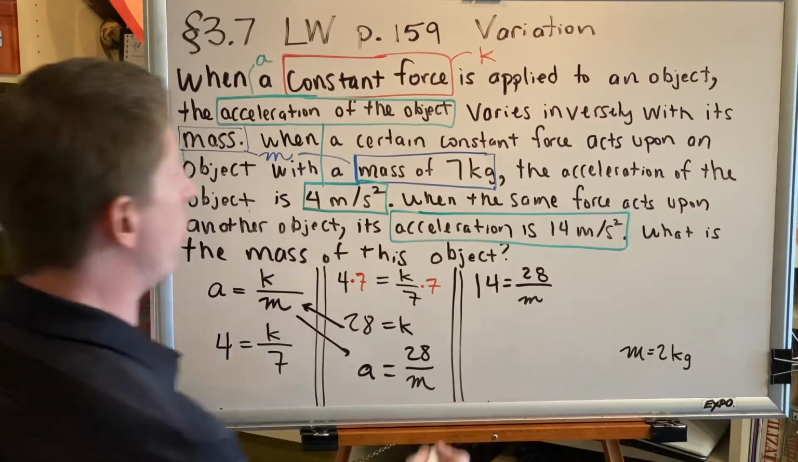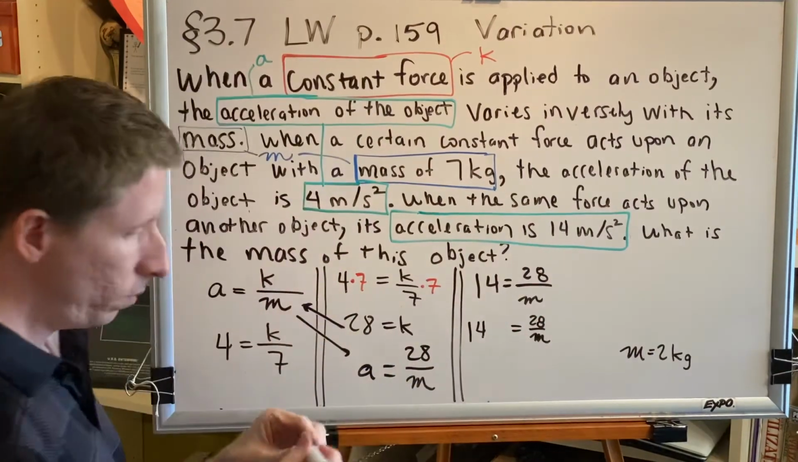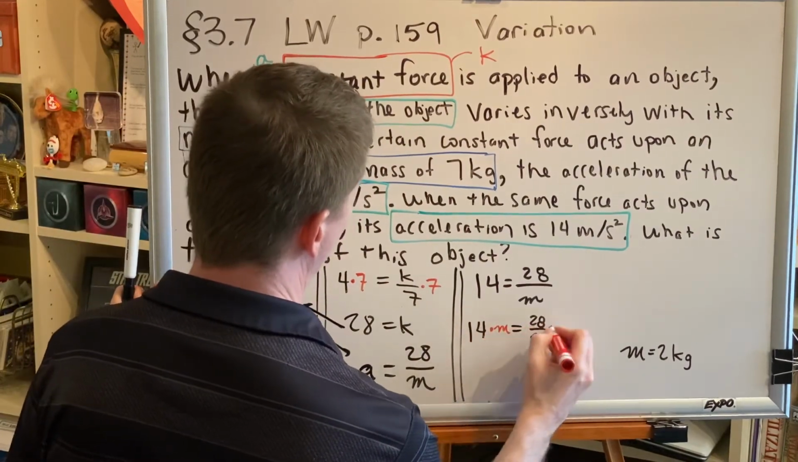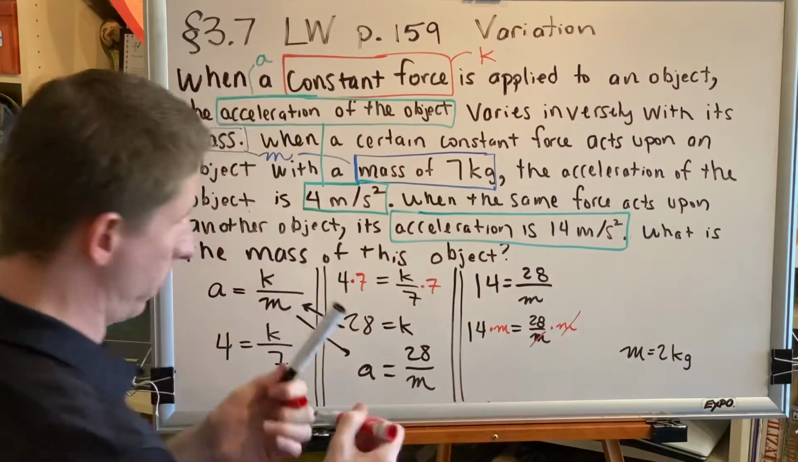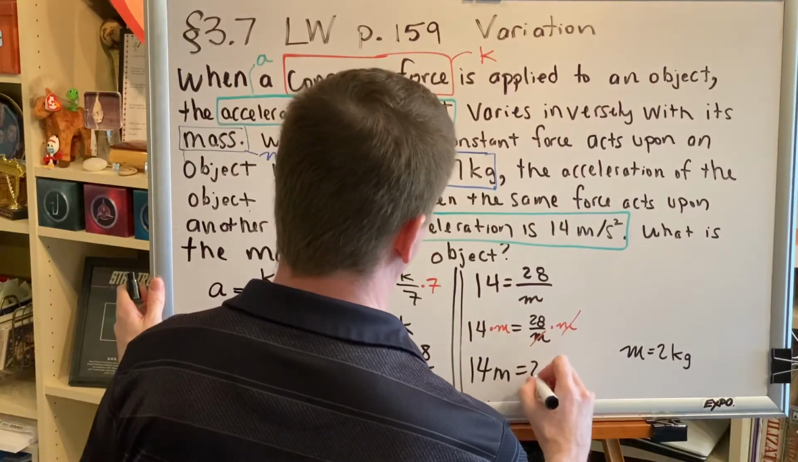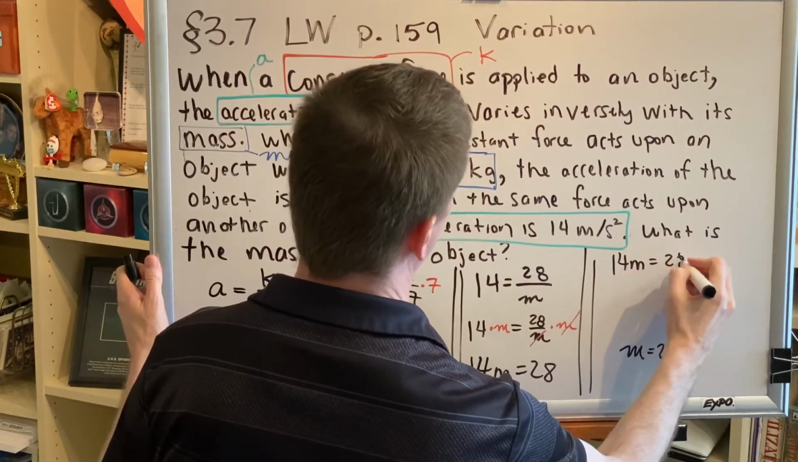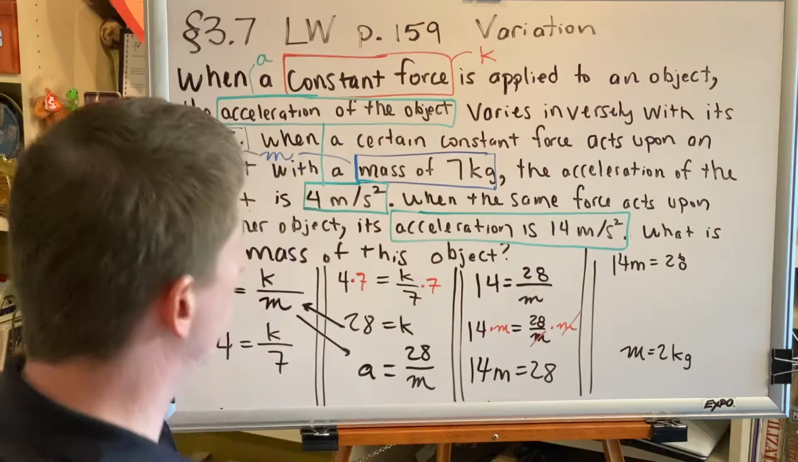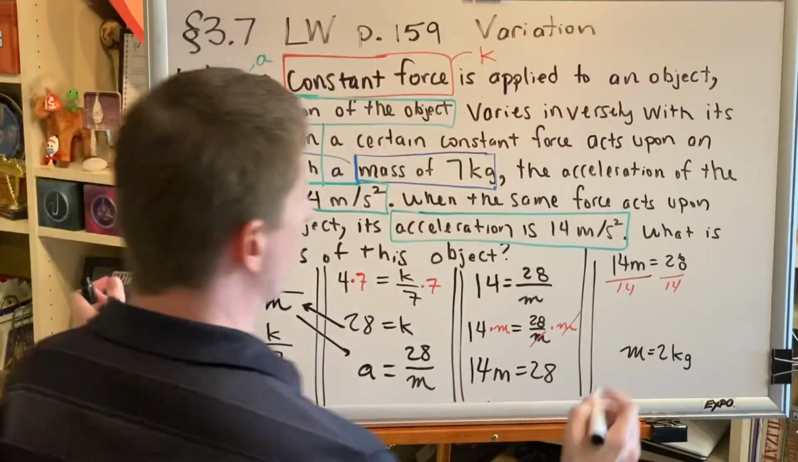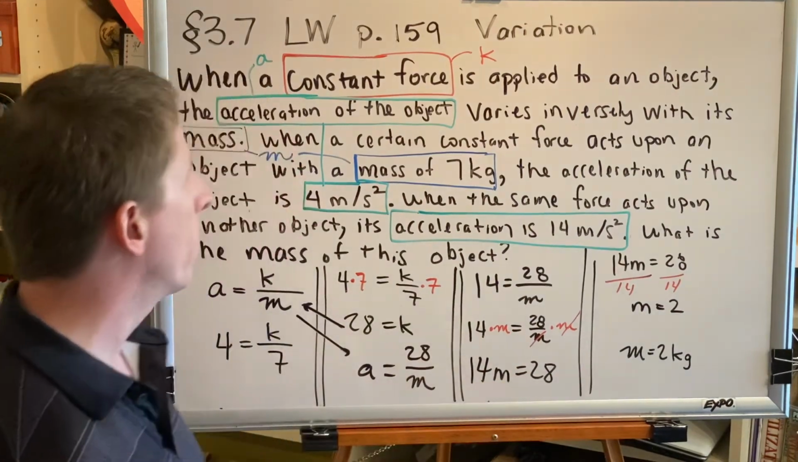Now, if that wasn't obvious to you, you can still go through the algebra to solve for m. All right, let's clear the fractions. The first step would be to multiply both sides by m. So this and this cancel, and we get 14m equals 28. All right, 14m equals 28. Now divide by 14 on both sides. And we get m equals 2. So the mass of the object is 2 kilograms.